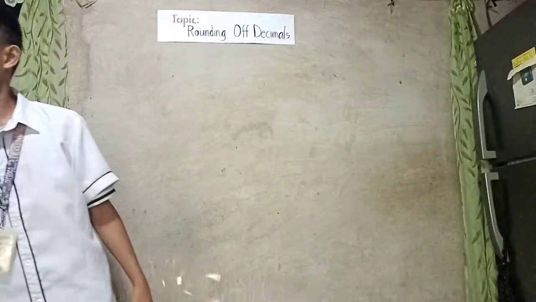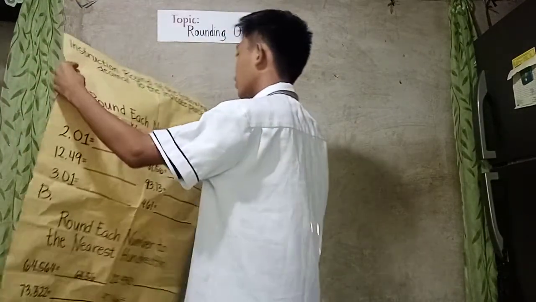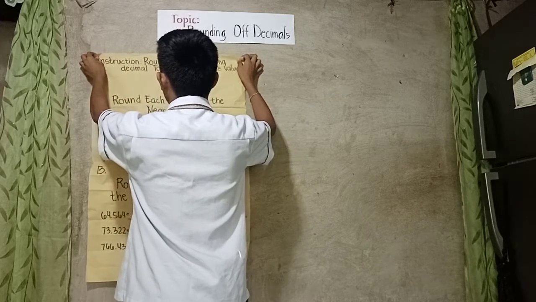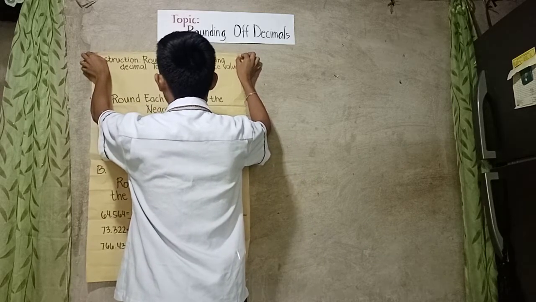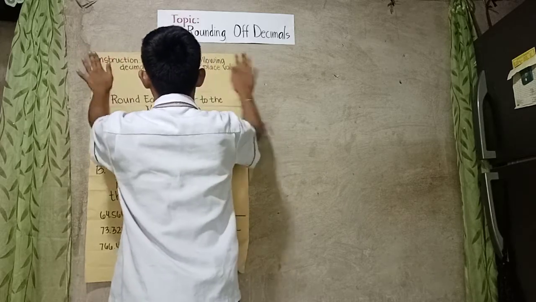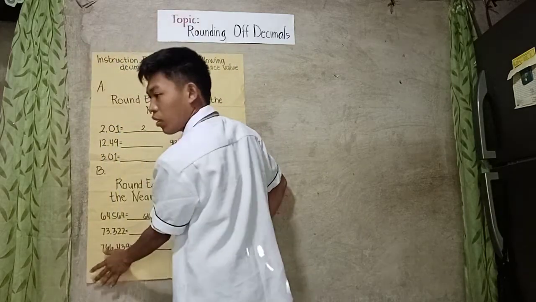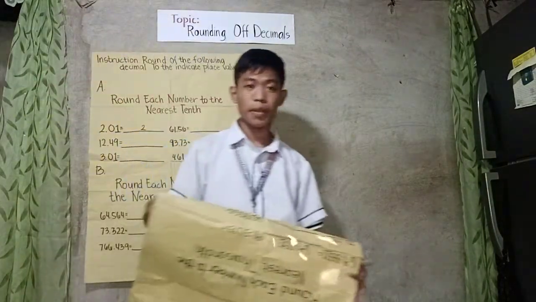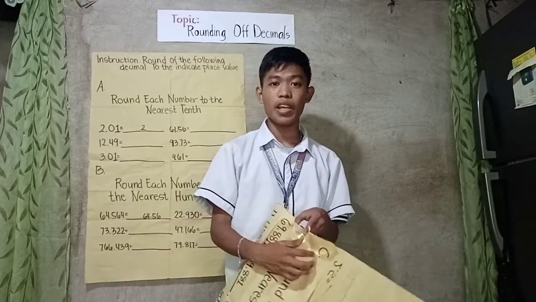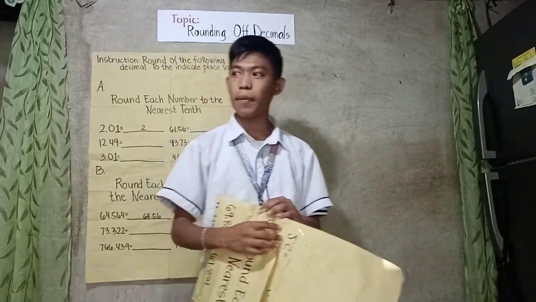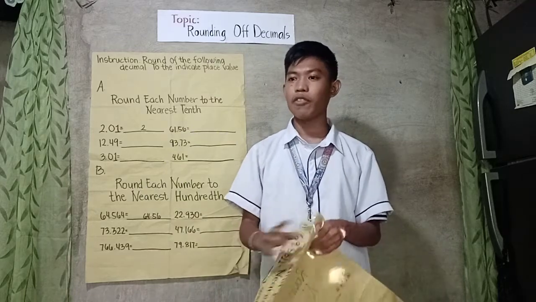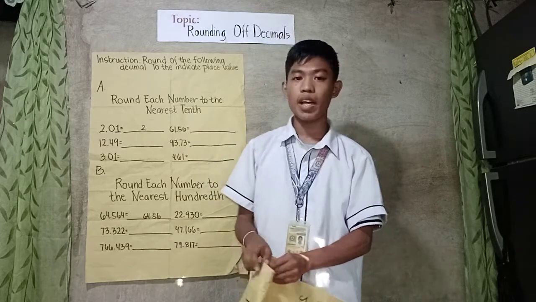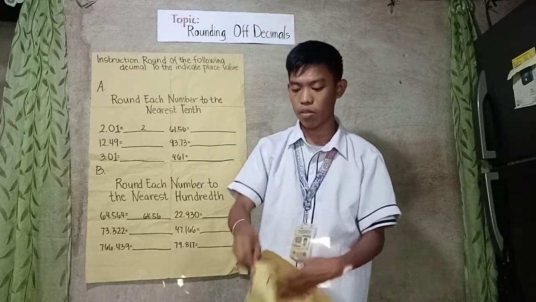So at this moment, I want you to answer this one. Before answering this one, what was our topic? What is our topic for today? Yes, John. Very good. Our topic for today is all about rounding off decimals. And if we are to round off decimals, if it is bigger than 5, we have to round up, and if it is smaller than 5, we have to round down.